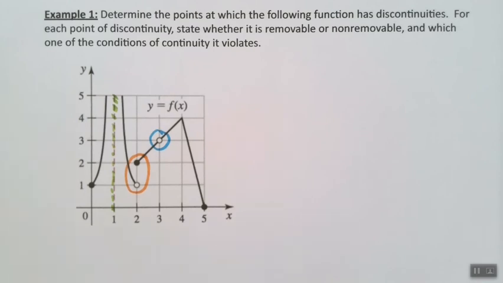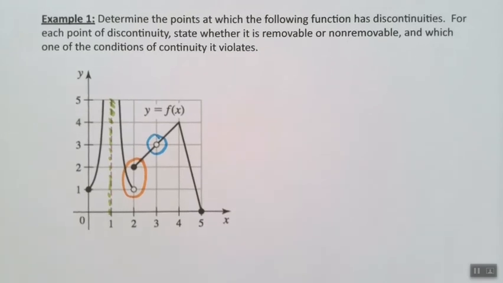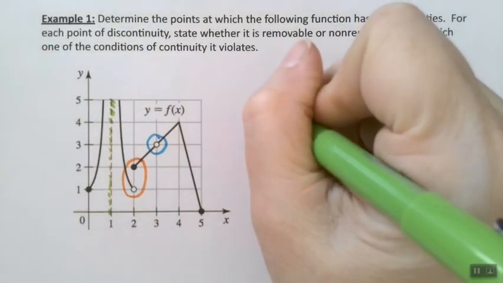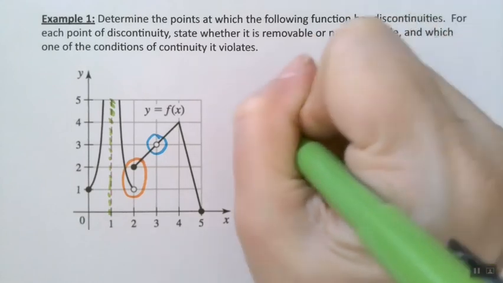Okay, so let's start with the vertical asymptote. The vertical asymptote is at x equals 1. All right, and then you have to think about, is it removable or not removable, and what condition does it fail? Okay, so let me try x equals 1.